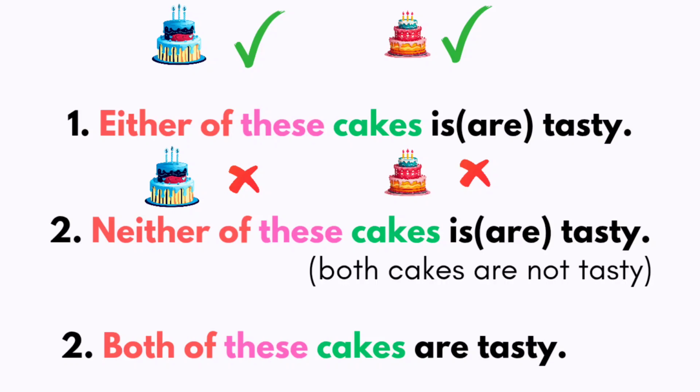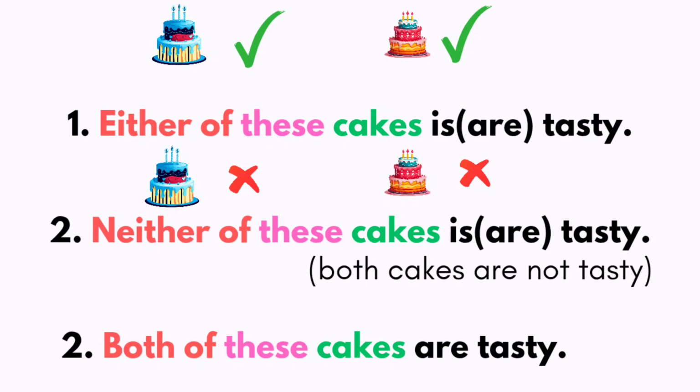Both of these cakes are tasty. I mean, two cakes are available and both are tasty. That is the meaning. Or you can say both of these cakes are not tasty. I hope these examples are clear, right? We have understood. So I have taken 5 examples to make you understand.